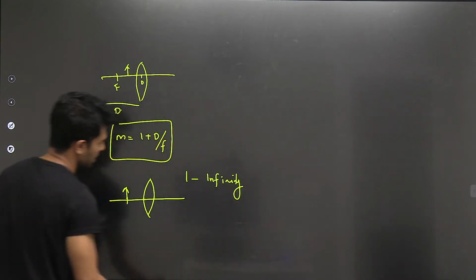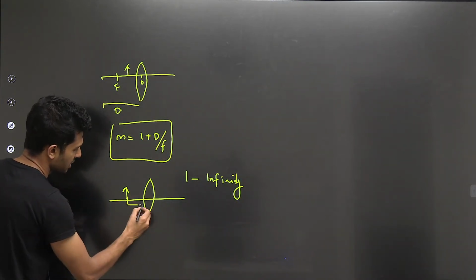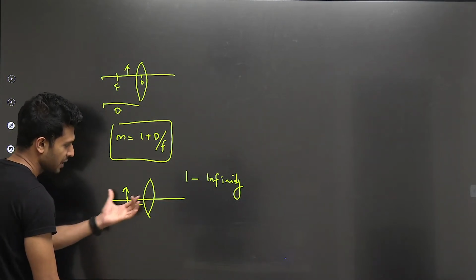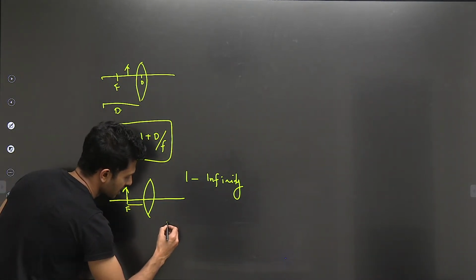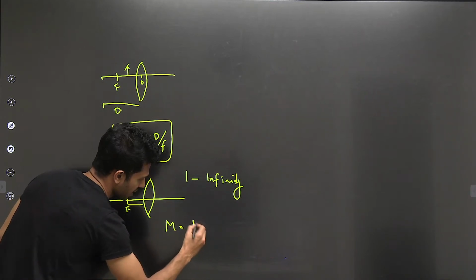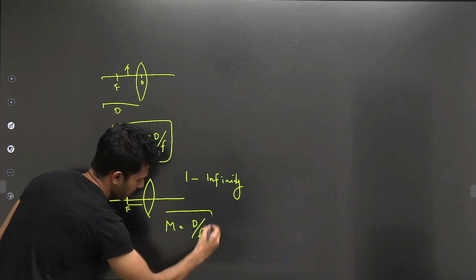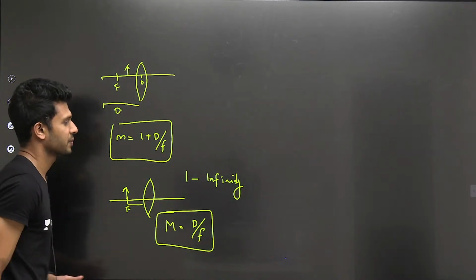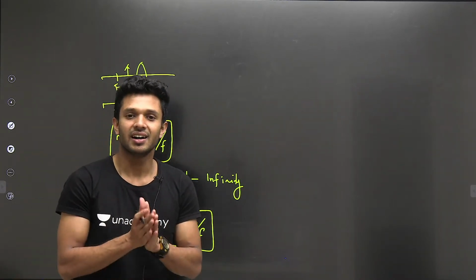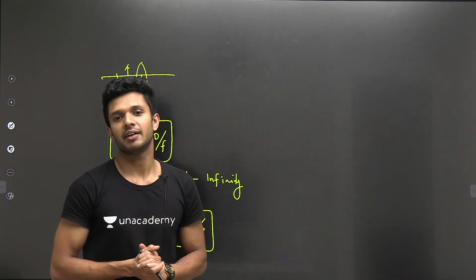For image formation at infinity, where should you be keeping the object? At the focus, right? In this case, we have found out the magnification formula. It is D by F. Yes or no? हाँ या नहीं? बोल दे. हाँ sir, बिल्कुल. It was still here we have completed.